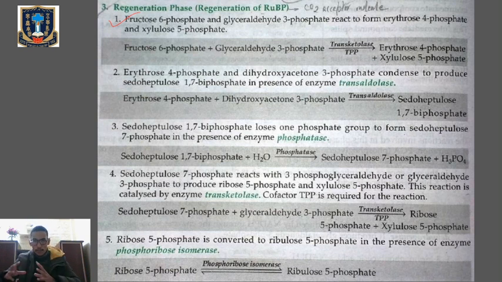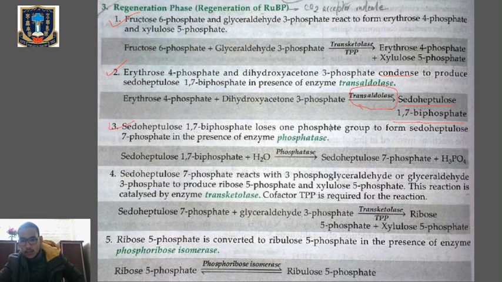So these are the products which will be formed from the fructose 6-phosphate and the glyceraldehyde 3-phosphate by the help of the enzyme transketolase, where TPP is the cofactor. Okay, now in the next one, the erythrose 4-phosphate and dihydroxyacetone 3-phosphate will condense to produce pseudoheptulose 1,7-biphosphate in the presence of the enzyme called transaldolase.